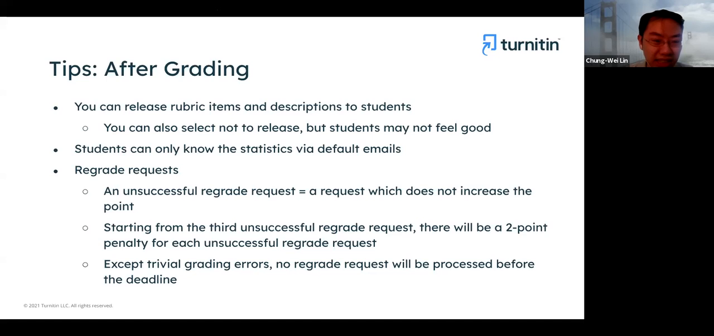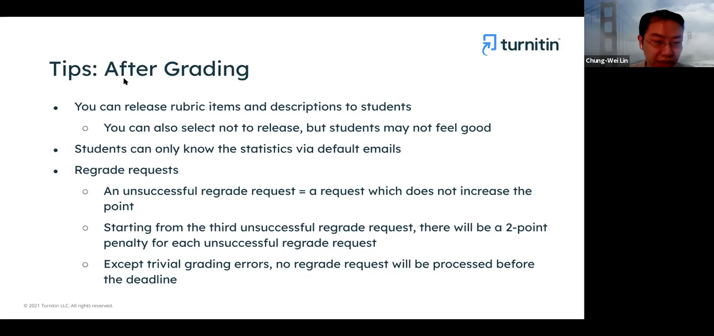Students can only know the stats, for example, the median, the highest score, the lowest score, or the average, via the published email. You will send an email to students saying, oh, the grading is completed. By default, Gradescope will provide those stats. But if you remove those stats, students will not know them. So that's just a reminder.